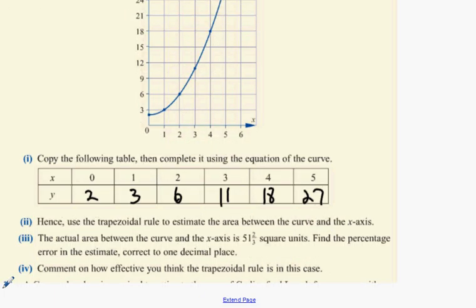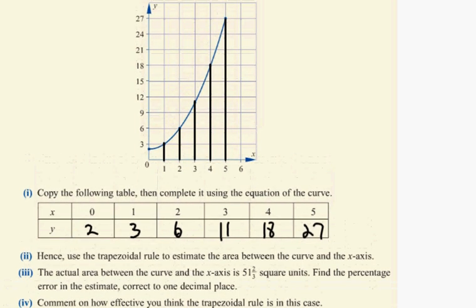Hence, use the trapezoidal rule to estimate the area between the curve. Okay, we're going to do some heights here. And what's the h value? 1. Okay, you write down each value. This one's 2, 3, 6, 11. Wait, I'm missing one, am I? Oh, sorry, 0, 2. Yeah, I have to shift all these over one. Now, 18 and 27. Okay, so shifted one over there.